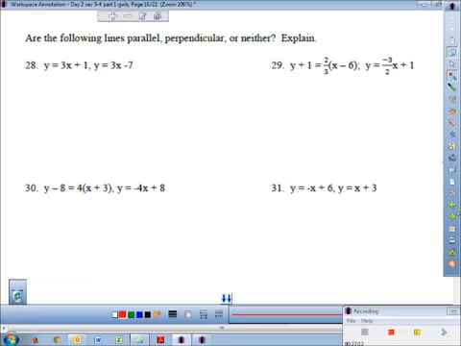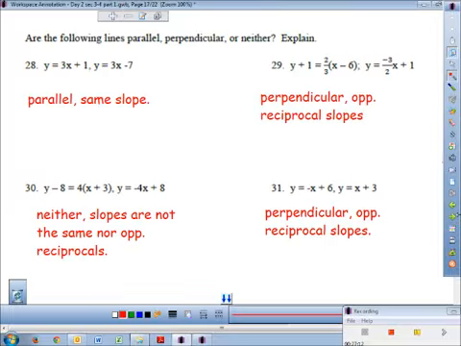And the last one, last page, say, are these lines parallel, perpendicular, or neither? Explain. I'll let you do all 4 problems on your own. Why don't you pause the video and check them out, right? Are the lines parallel, perpendicular, or neither? And make sure you explain. Hopefully you answered them like this.